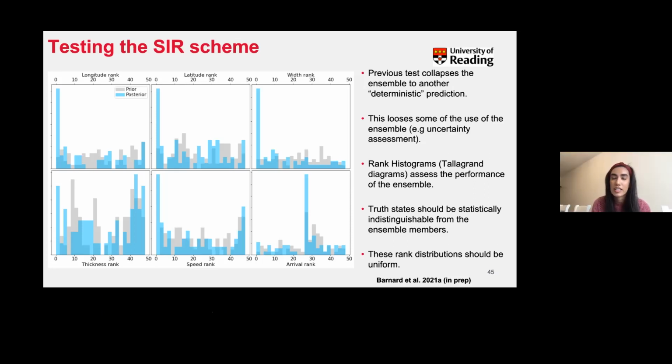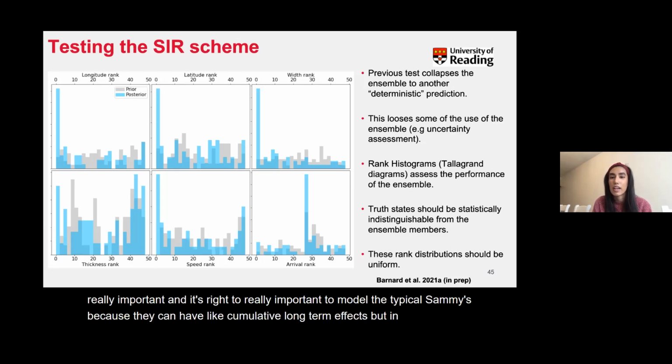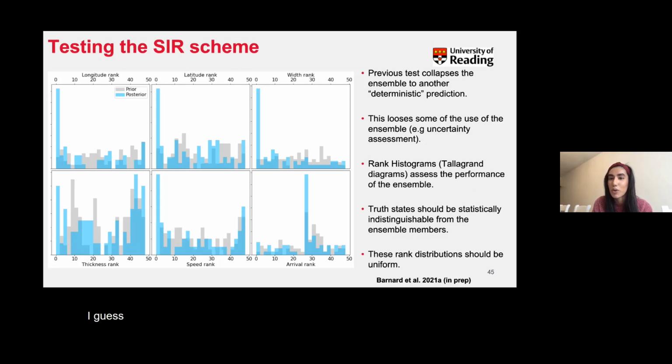Okay, great. I was just thinking, because even though you mentioned before it's really important to model the typical CMEs because they can have cumulative long-term effects, in terms of these really extreme events, I guess that's still also important to model, and whether these new approaches still result in error reduction for those really extreme CMEs.